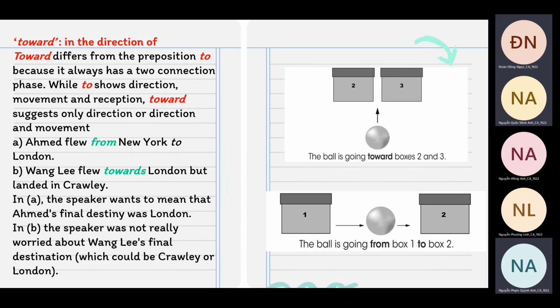In the sentence A, the speaker wants to mean that Ahmed's final destination was London, and in B, the speaker was not really worried about Wang Li's final destination, which could be also Crawley or London.